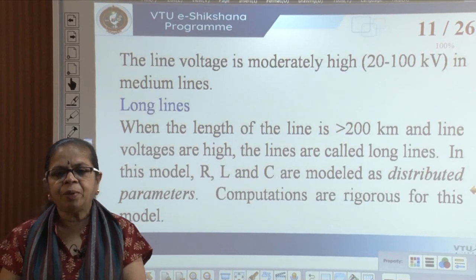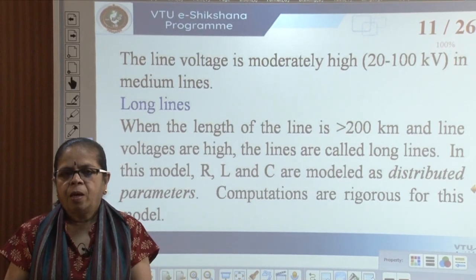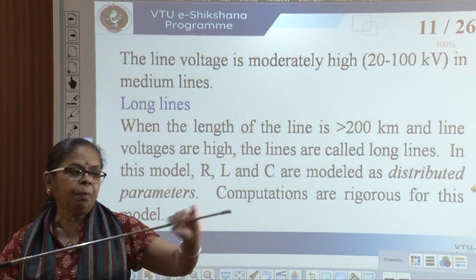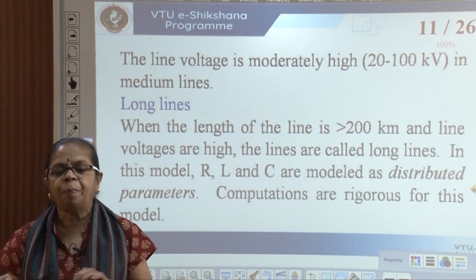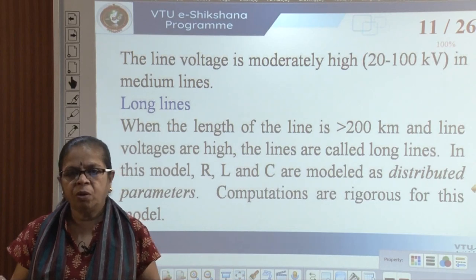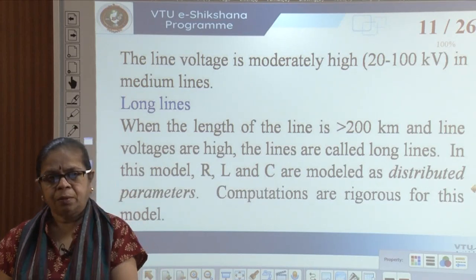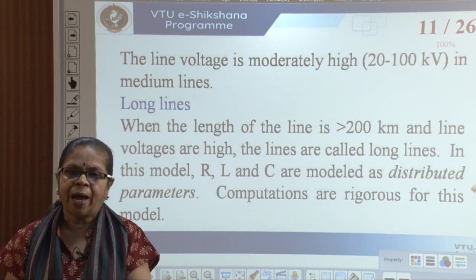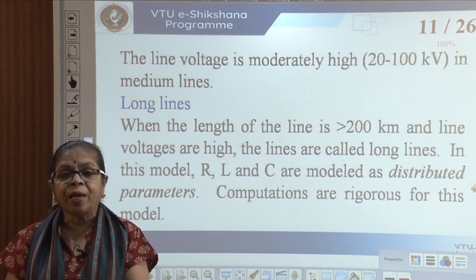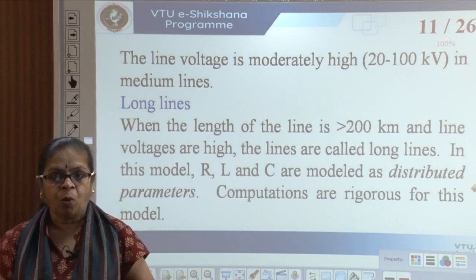Next, long lines. Whenever the length of the line is more than 200 kilometers, they are called long lines. So here the issue is, when the line is long, you get an error when you lump the parameters. Error means what? The values you compute using the circuit model will be significantly different from what you would get if you measure in the actual system. That is the meaning of an error. So long line models are used for that, and it is more rigorous. We will see, when we come to long line models, why this rigorous model is required at all.